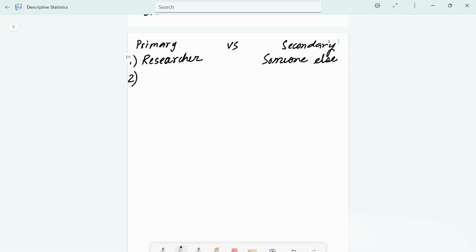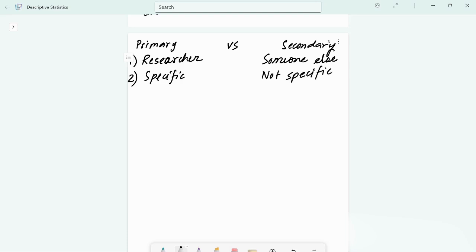All right. The next basis is purpose. Primary data is collected for a specific purpose, like for the current study. So it is specific. Secondary data may not fit exactly to a specific purpose, so we'll write not specific. They have collected it for a different purpose, right? But we are using it for a different purpose in our field study.